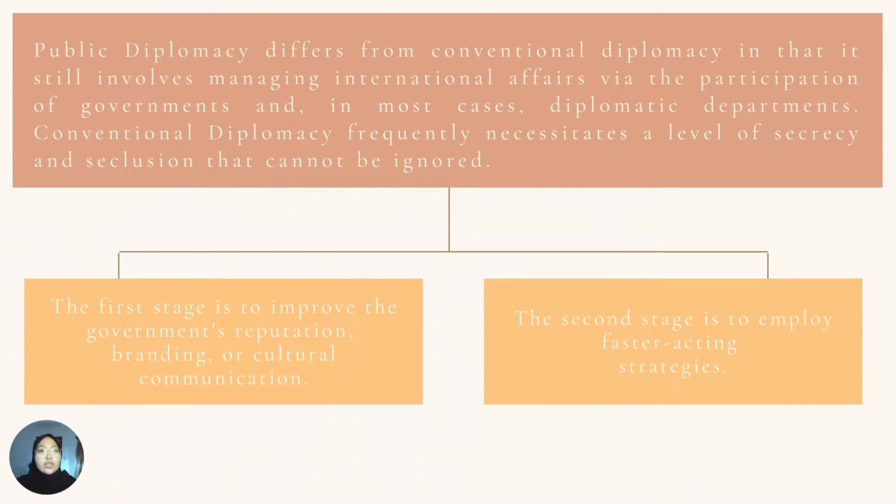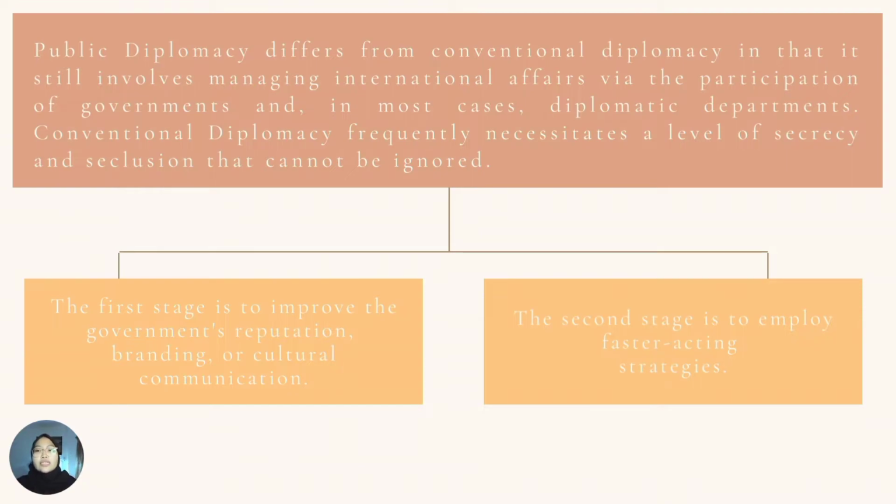Conventional diplomacy frequently necessitates a level of secrecy or seclusion that cannot be ignored. However, public diplomacy is almost always a transparent process. Its primary goal is to get people to notice and understand what it is all about.